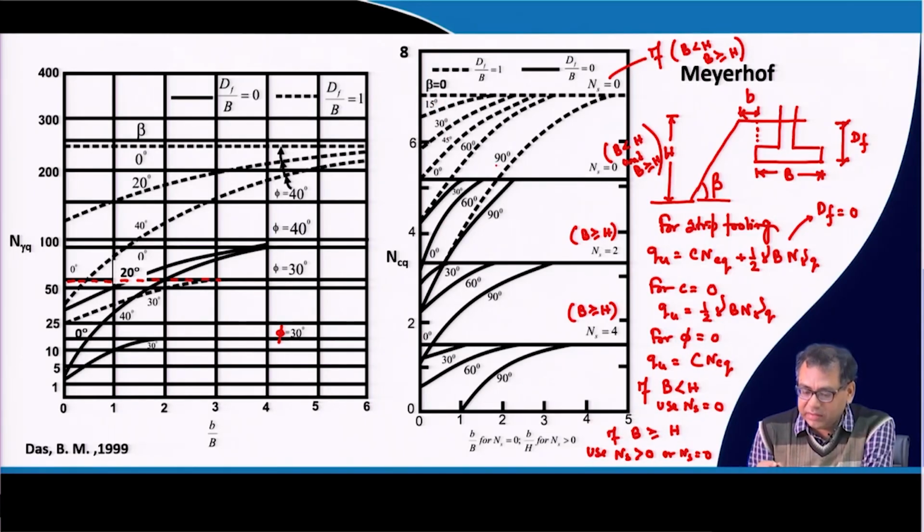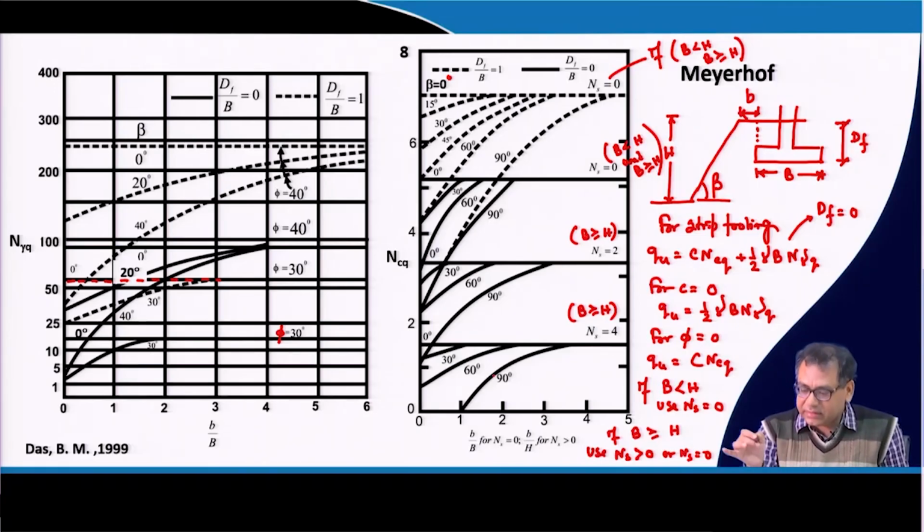Similarly, here beta is in degree. This is also for n equal to 0 case. This is 0, 30, 60, 90, 0, 30, 60, 90, 0, 30, 60, 90. Because now here your phi is equal to 0, ideally you can go for a vertical slope also. So, that is why they have given beta up to 90 degree. But if your phi is not equal to 0, then you have to restrict the slope angle up to the phi value. But here ideally you can go for the 90 degree also, that is why it is given up to 90 degree. So, this is clear.